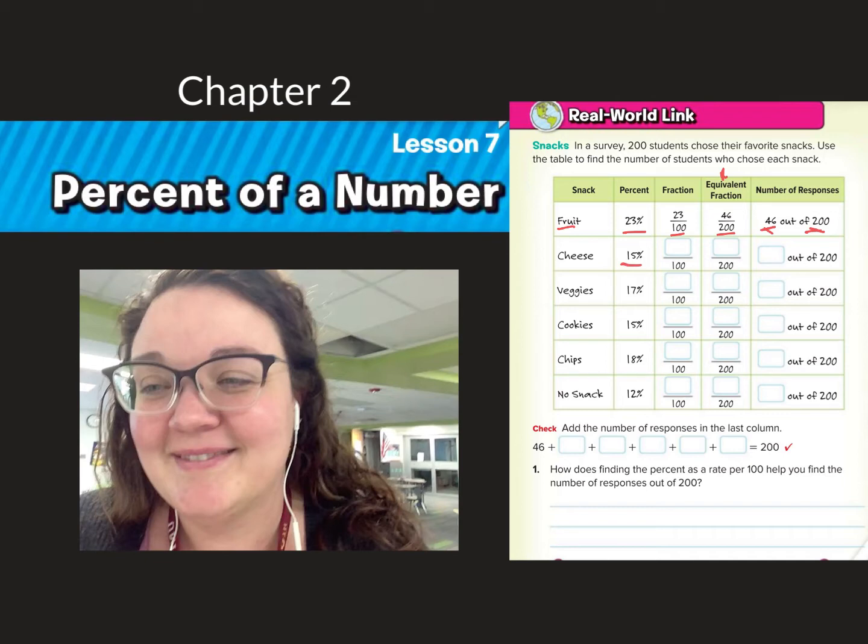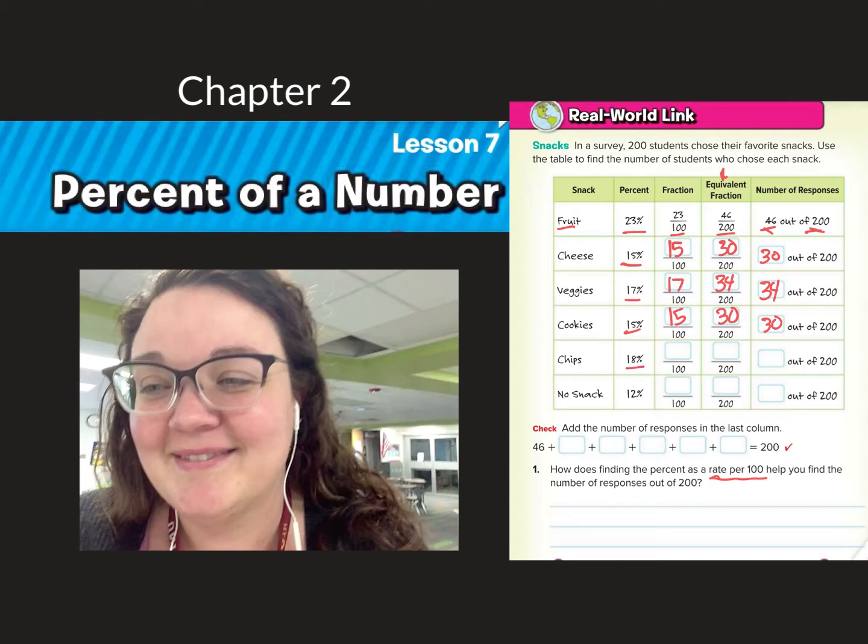So again, 15% would be 15 out of 100, or 30 out of 200. 17% would be 17 out of 100, or 34 out of 200. So 34 out of 200 people chose veggies. So this is kind of like a little trick way, instead of figuring out 23% of 200. This is also similar to the rate per 100 strategy that we talked about in the previous lesson.